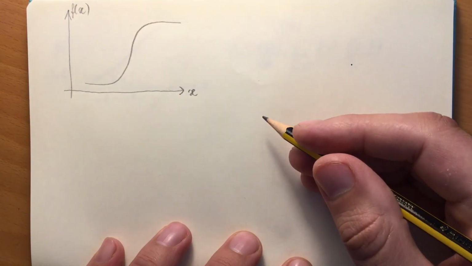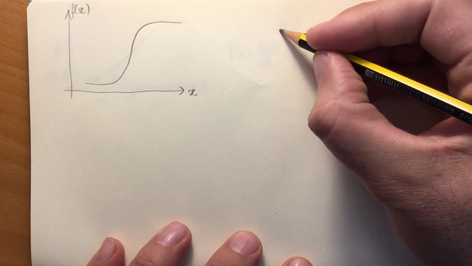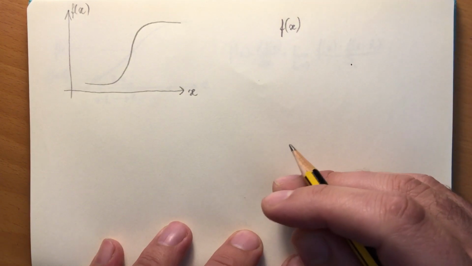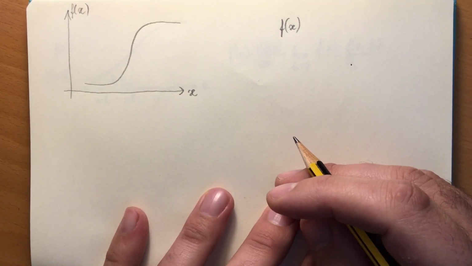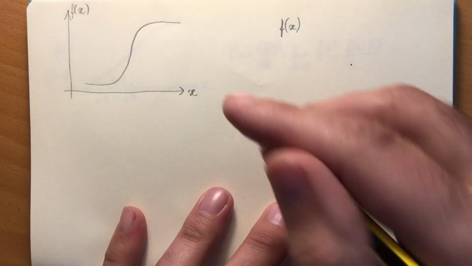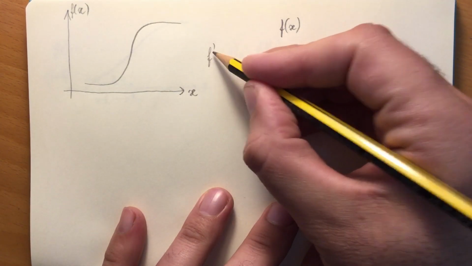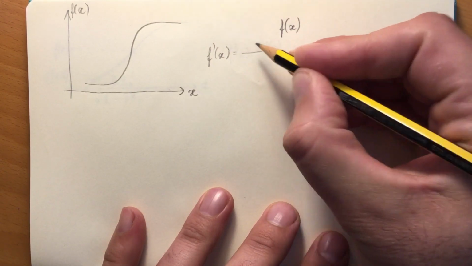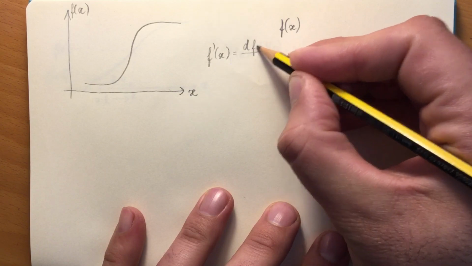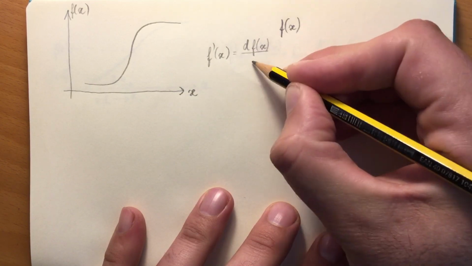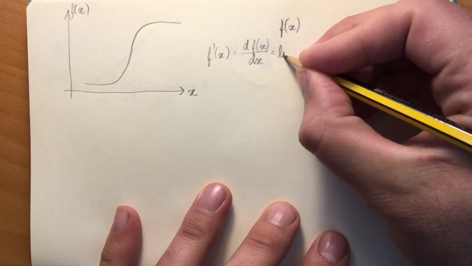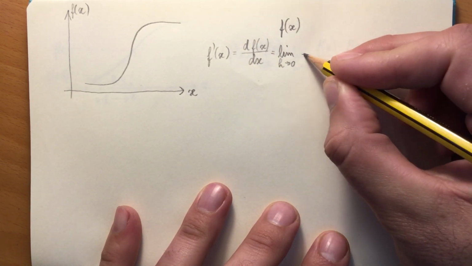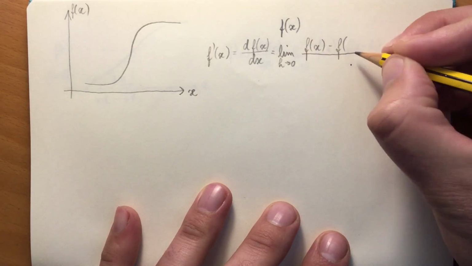Let us then tackle the general case in which we have a function f of x, and we want to generalize to fractional orders the notion of derivative. As you know, by definition, the first derivative of f is given by a limit, if that limit exists, of course. A limit as h goes to 0 of this ratio.